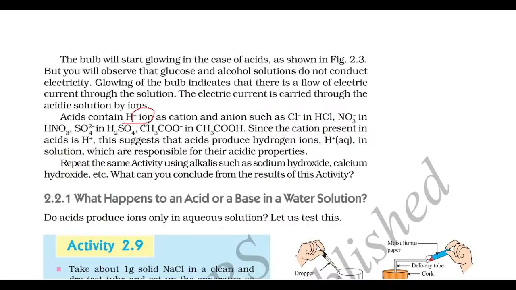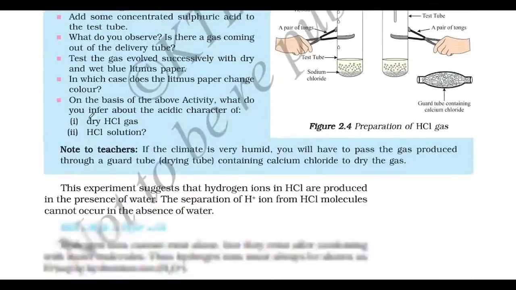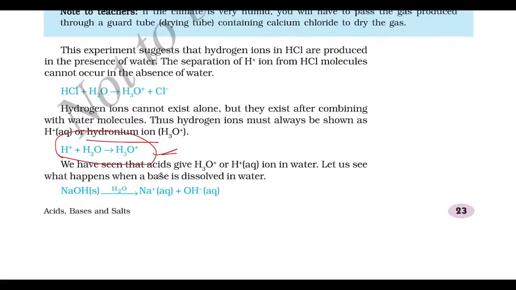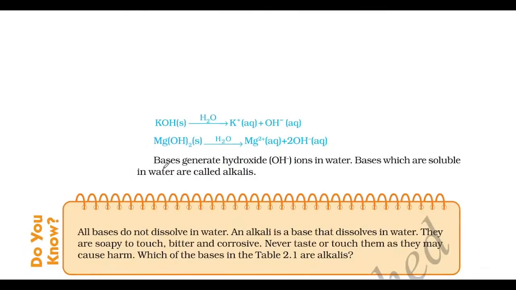Acid contains H plus ions, whereas the base contains hydroxyl ions, that is OH minus. Acid contains H plus ions, whereas the base contains OH minus ions. Very important 1-mark definition: what is a hydronium ion? H plus plus H2O gives H3O plus. This is the definition of the hydronium ion. Acids generate H plus ions. Bases generate OH minus ions.